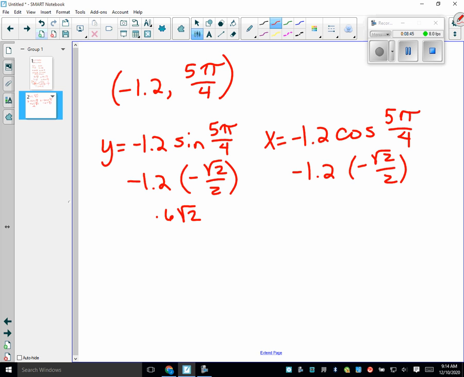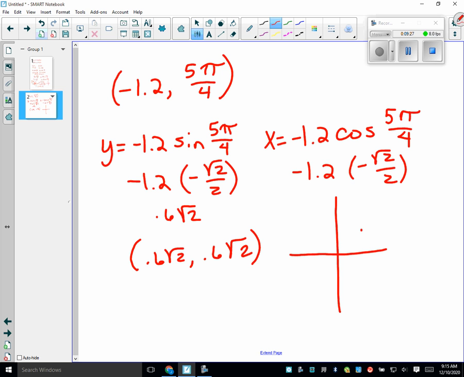So what is my point? Negative 0.6 radical 2, negative 0.6 radical 2. I don't like finding a decimal for the radical. It has to be exact. Once again, let's think about this point. 5 pi over 4 is down here, isn't it? And I'm going to go opposite, so I'm going to end up there. Where is this point? There. Same quadrant?